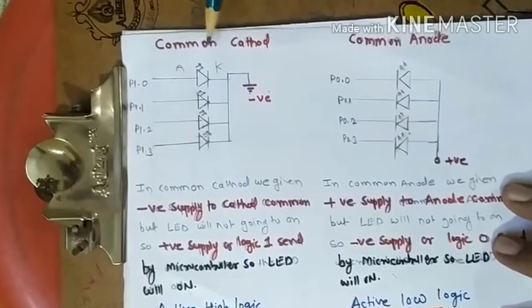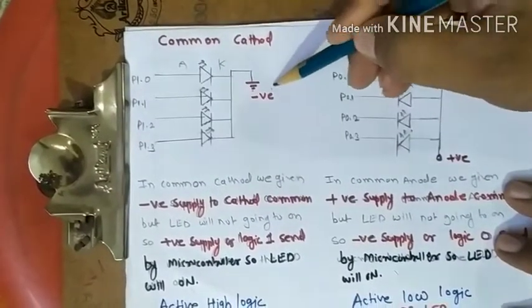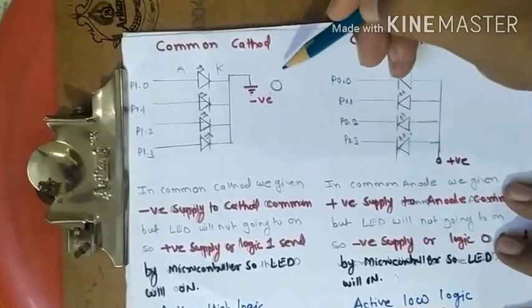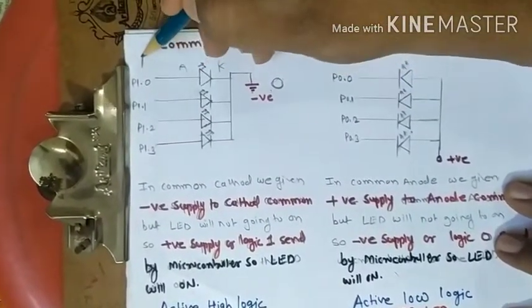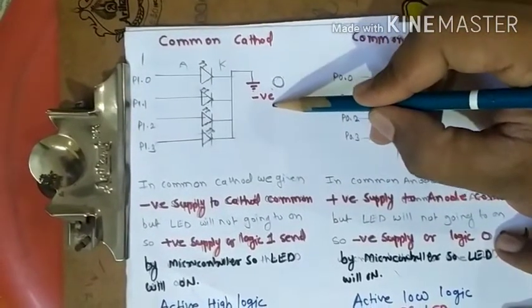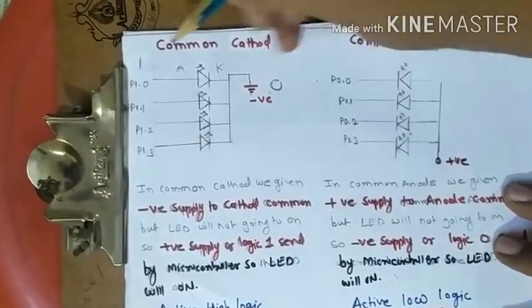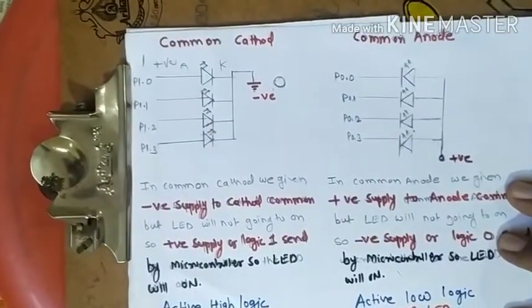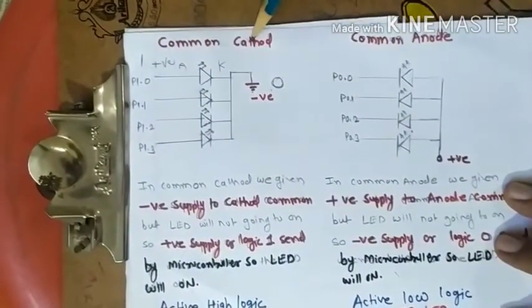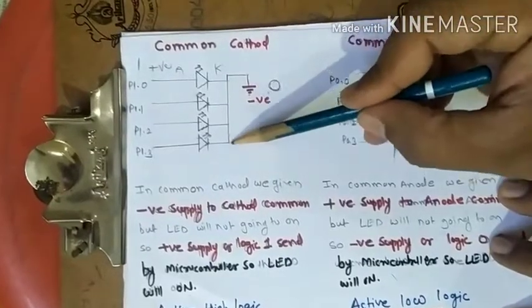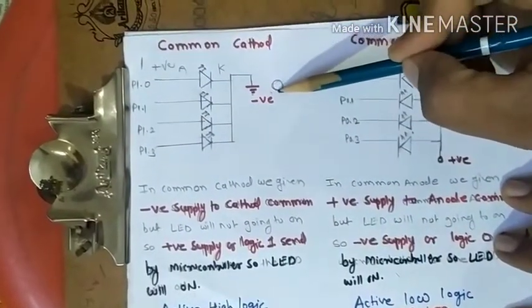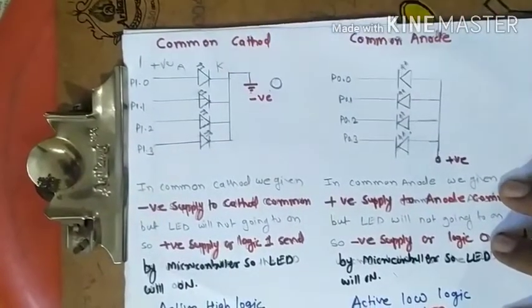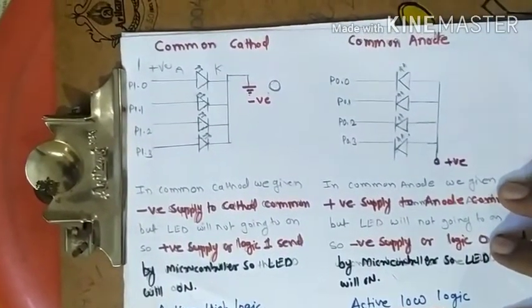So in the case of common cathode, we directly give logic 0 by default. So it waits for logic 1, meaning we by default give minus voltage, so it waits for plus voltage. I repeat, in common cathode we short all cathodes with negative voltage. So the LED will not glow. When does the LED glow? When logic 1 is coming from the microcontroller.